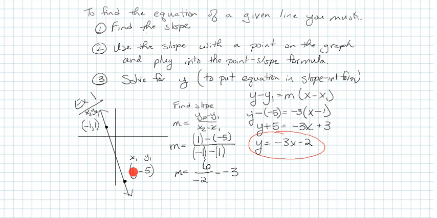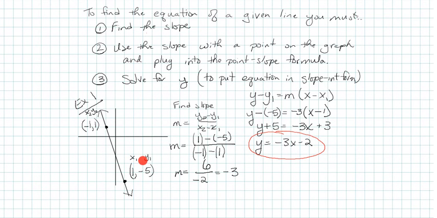We're given a line with 2 points. The first point here is negative 1, 1. Second point is 1, negative 5. So the first thing we need to do is find the slope. And our equation for a slope is m equals y sub 2 minus y sub 1 over x sub 2 minus x sub 1.